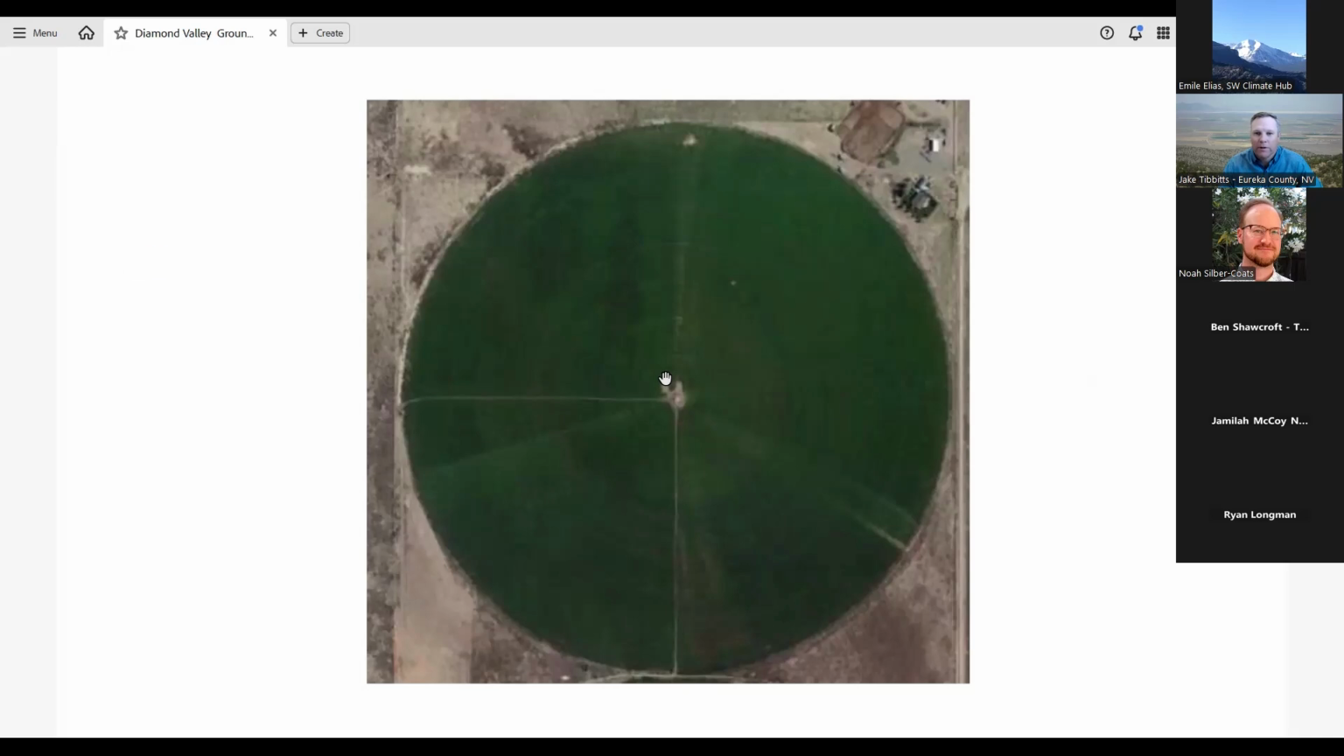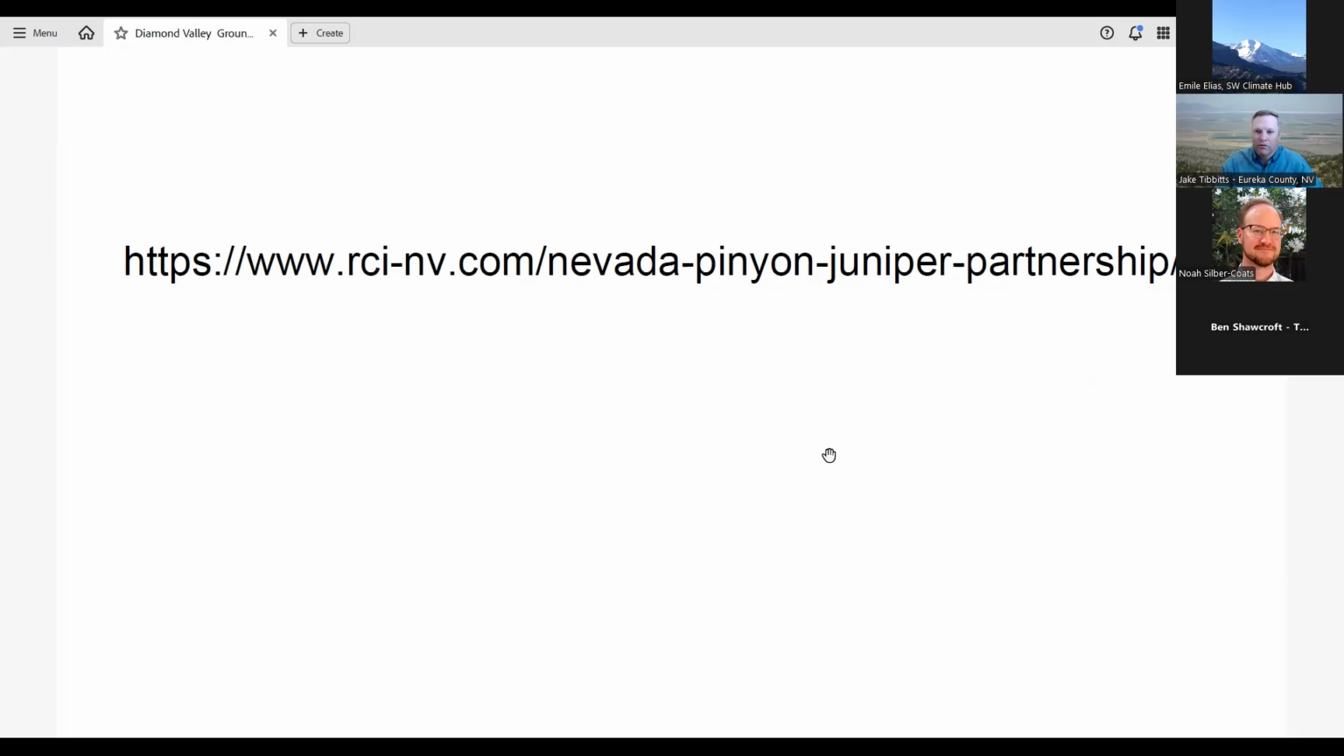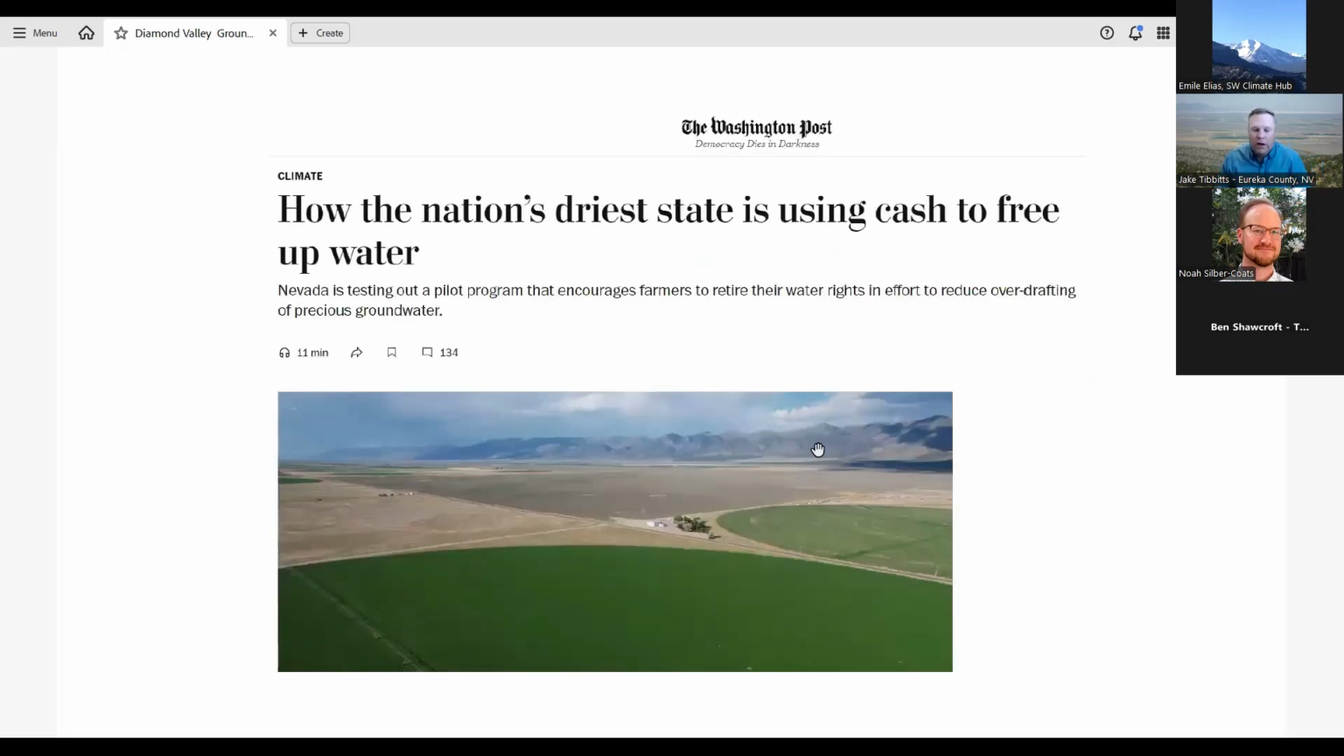Some of our results. If you want more of our efforts in pinyon juniper work and tying that to the hydrology and drought and water side of things, there's a lot of information here through the Nevada Pinyon Juniper Partnership website.